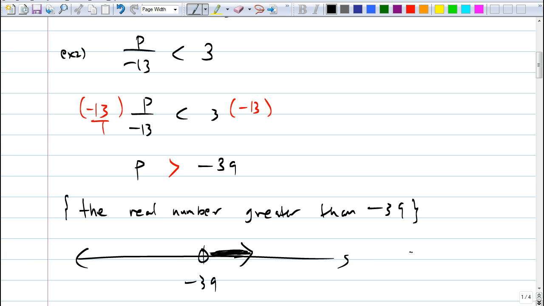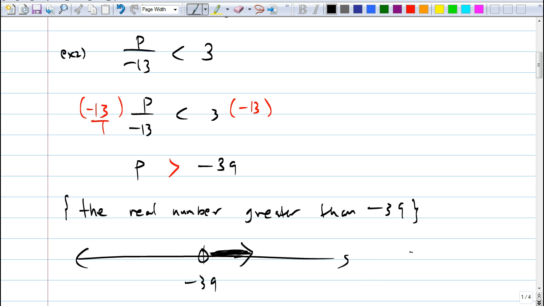Now, how come this time there's an open circle at negative 39? Yeah, because it says strictly, it just says greater than negative 39. So is negative 39 part of our solution? No. What about negative 38? Yes. Is negative 38 part of our solution? Yes. What about negative 38.9999? Yes, it is. But not negative 39. Does that make sense? What about 1 million? Is that part of our solution?